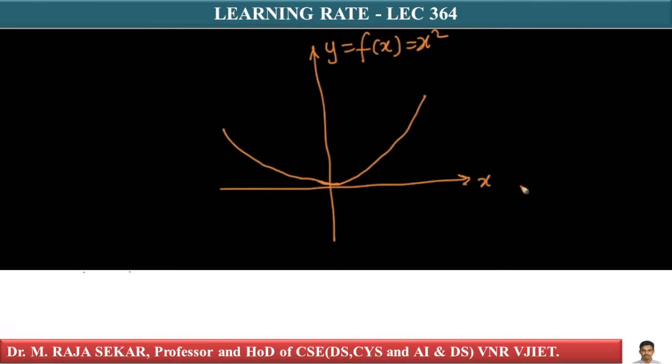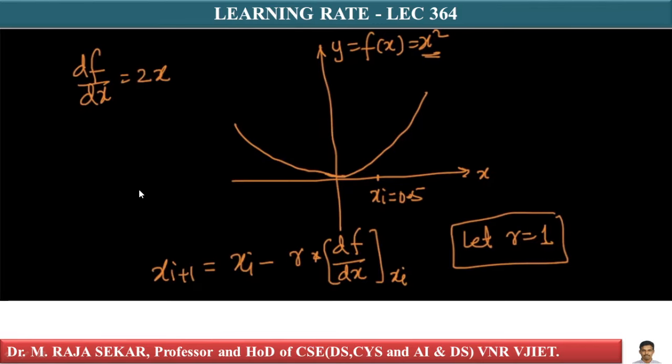If I keep my r constant, let's take an example of a parabola. Suppose this is my y = f(x), which is equal to x squared. Here is my x, and I have y, which is essentially f(x). Let's assume I reach a point where my x_i equals 0.5.